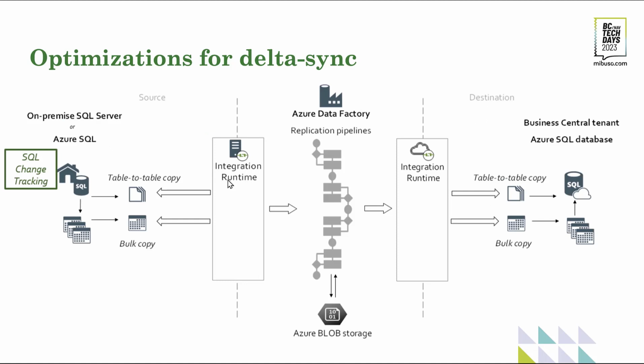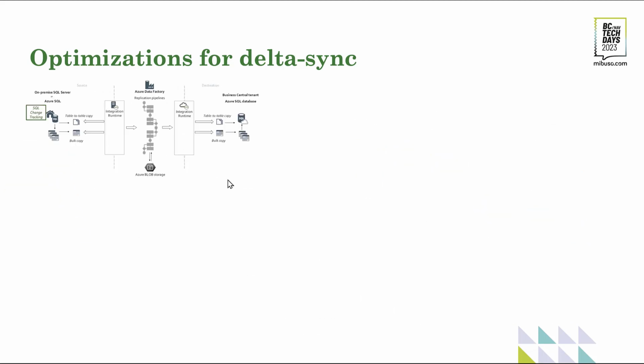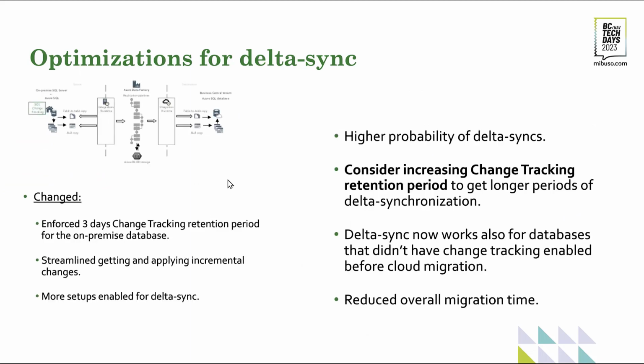Finally, optimizations for the delta sync of the incremental changes, which are related to our usage of SQL change tracking. So, if the changes between two change tracking versions can be reliably collected, the replication engine performs a fast delta sync. Otherwise, the whole table has to be cleaned up and replicated again. So we forced a longer change tracking retention period that allowed the change tracking versions to stay valid longer. And that increases the probability of the fast delta synchronization for the repeated replication runs.